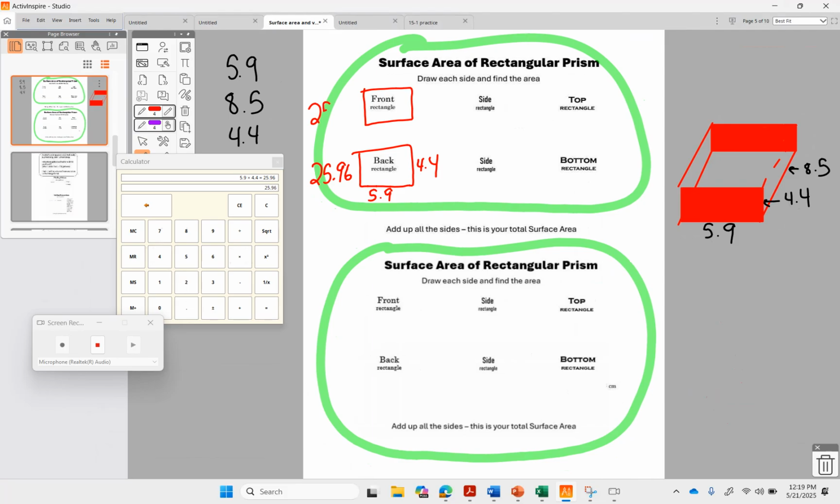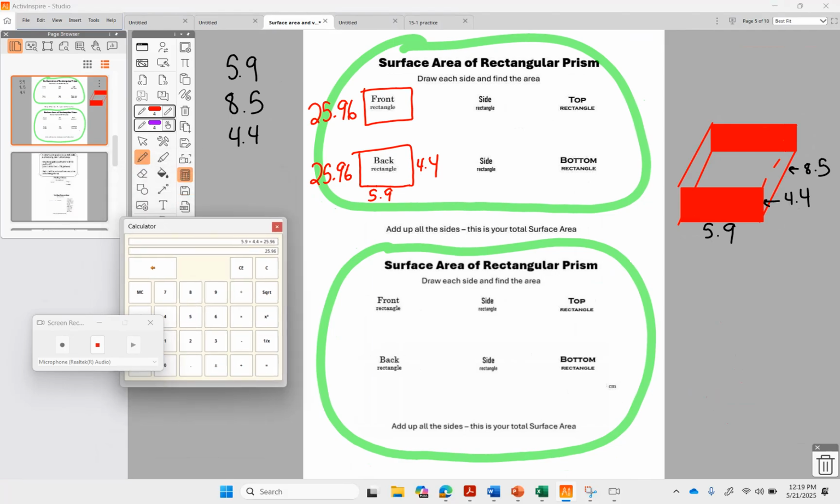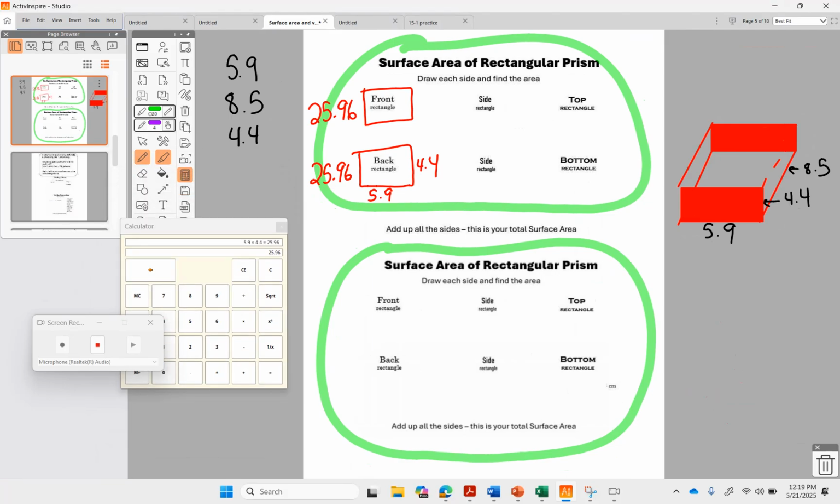And I have 2 of those. Okay, now I'm going to do my side, and I'm going to switch over to my highlighter here, and I'm going to say this is the side of my box. And my side has a length of 8.5 and a height of 4.4. Okay?